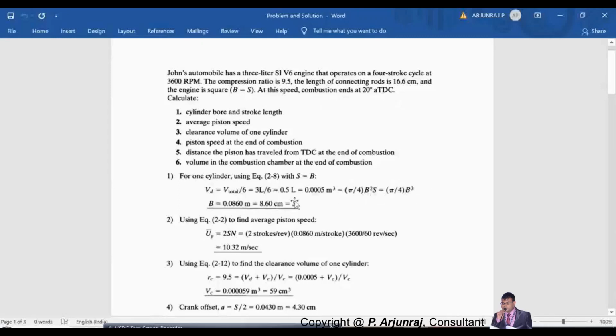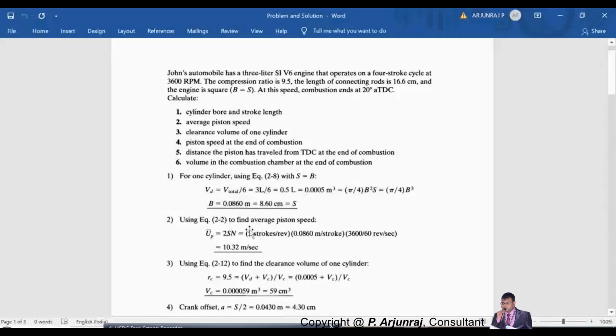So when you calculate the B value, you're going to get this in terms of meter. And when you convert that to centimeter, you will get 8.60. You can have it either in meter or centimeter, but it's good to have it in meter as we follow all the other units in meter, so you better have it in meter.